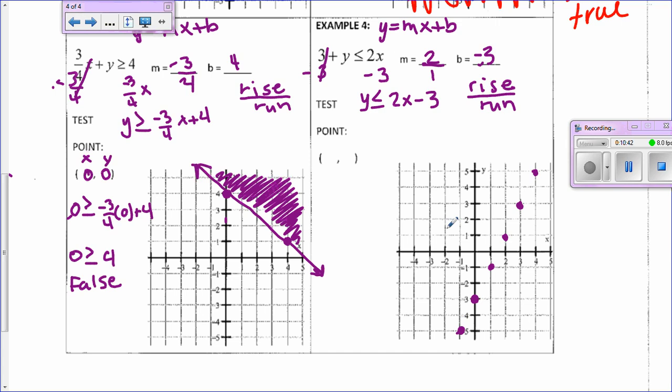Okay. Now we're going to take a look at our inequality sign. Our inequality sign right here is going to determine what kind of line we're going to be using. Are we going to be using a dotted or a solid line? And as stated before, any of our less than or equal to signs will have a solid line. So I'm going to go ahead and draw my line here.